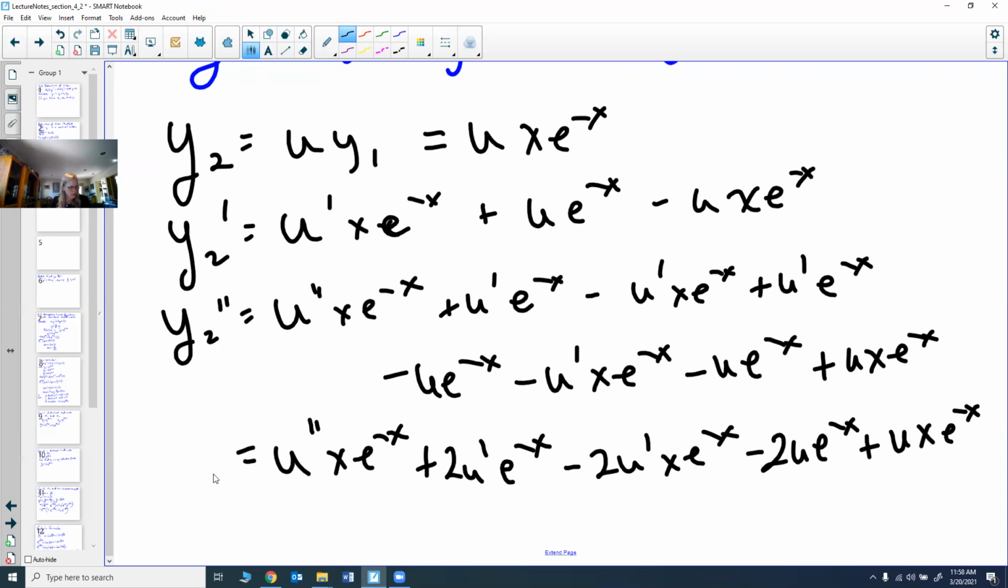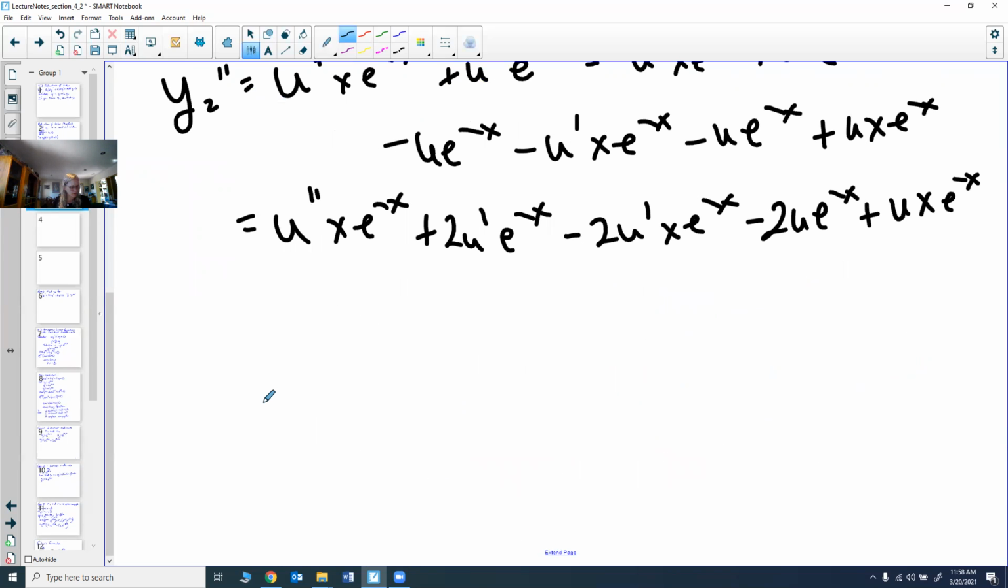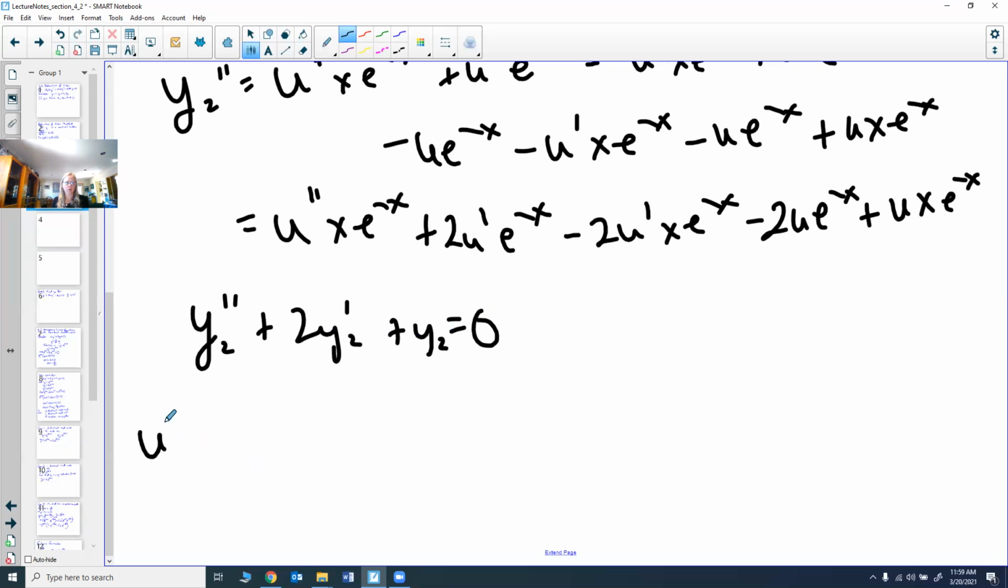And again, now what we're going to do is plug those into our differential equation because it should be a solution. So we're going to plug this in. My differential equation again was y double prime plus 2y prime plus y equals 0. We're now going to plug in for the y2. So I'll just make this y2 just so you remember you're plugging those in. So we have u double prime x e to the minus x plus 2u prime e to the minus x minus 2u prime x e to the minus x.